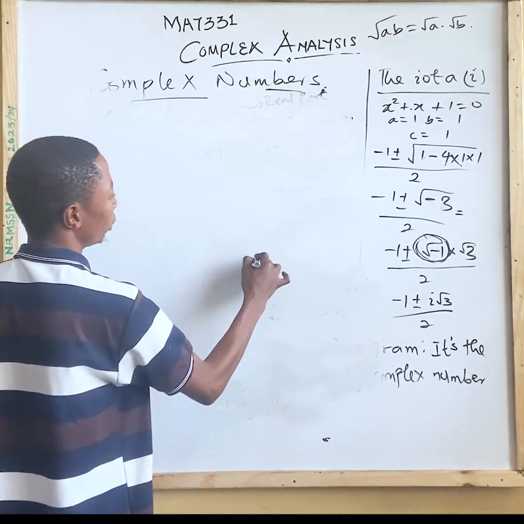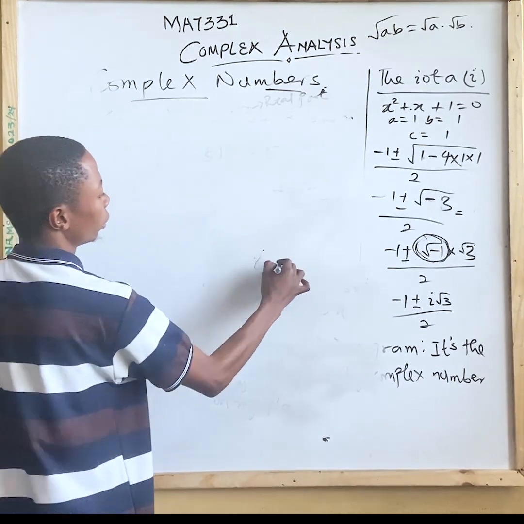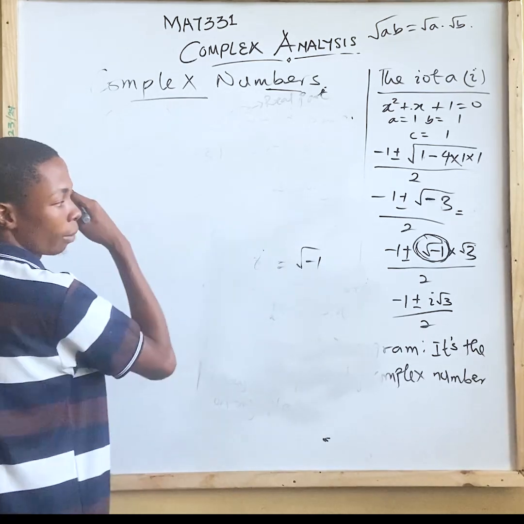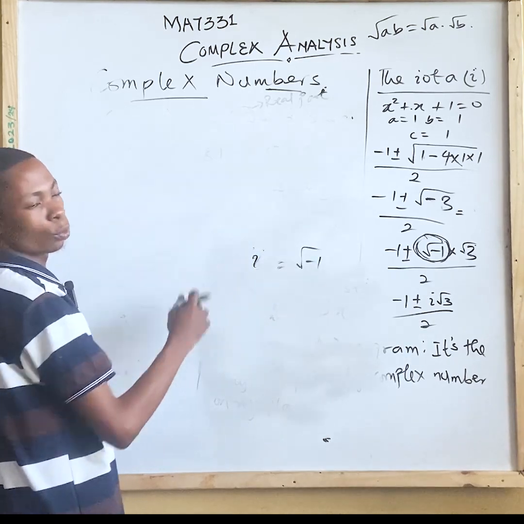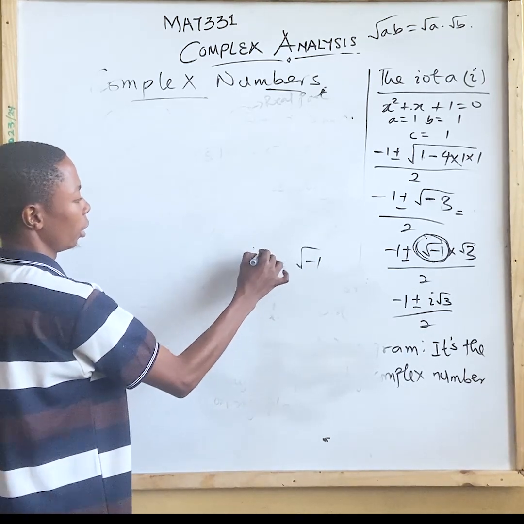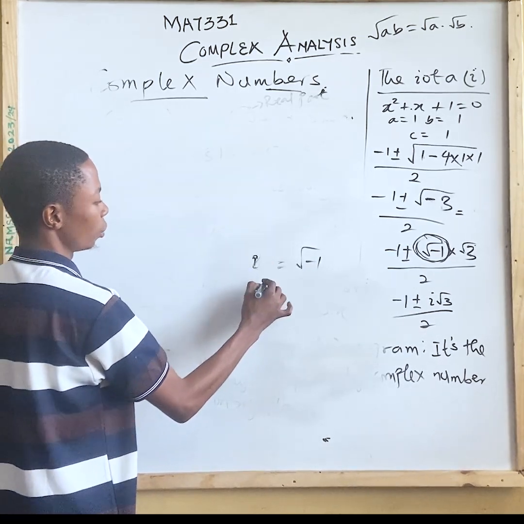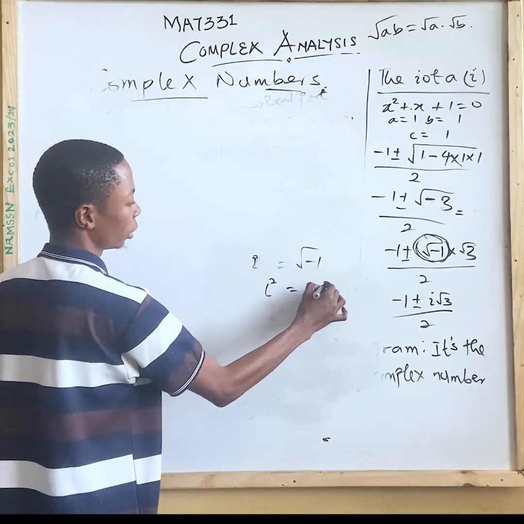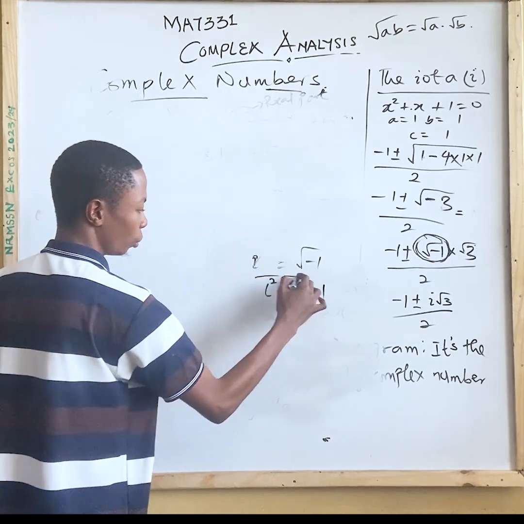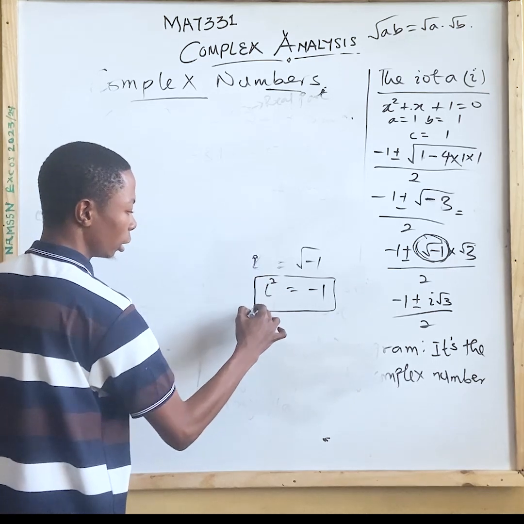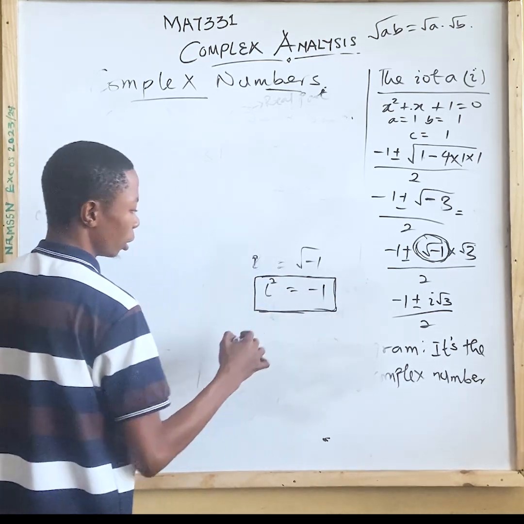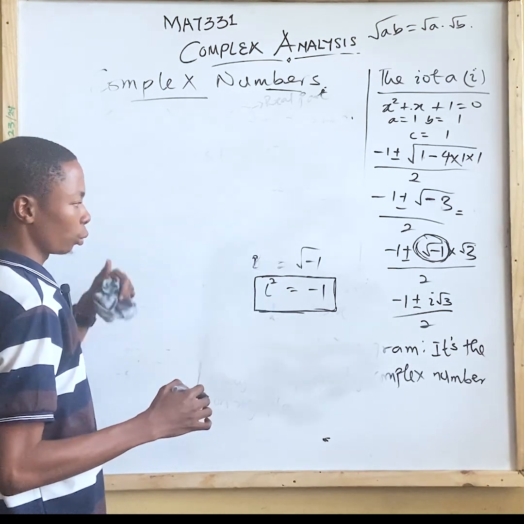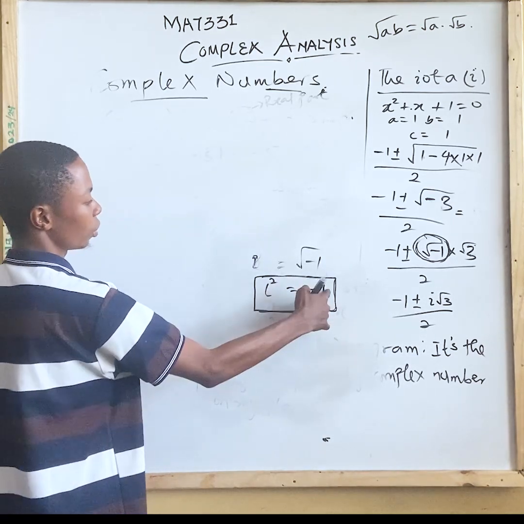Now that we've established that I is equal to the square root of -1, if I take the square of both sides, I'm going to have I squared equals -1. So those are the basic things that we are going to be using during this course. So I squared is -1.